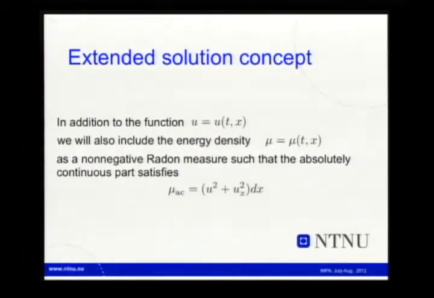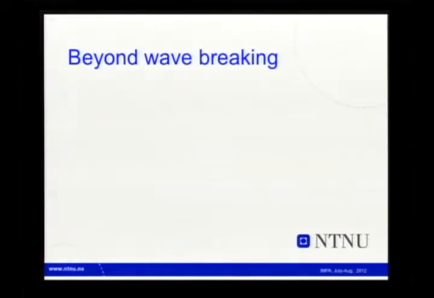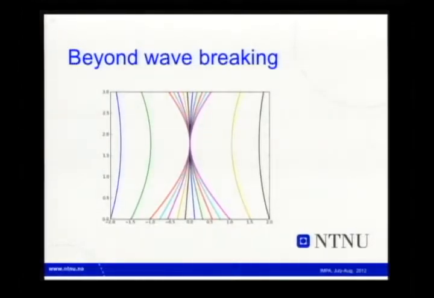To allow for this delta, the way we do it is that we consider the energy as a Radon measure, non-negative, with absolutely continuous part that satisfies this, which allows for a delta in addition. So beyond wave breaking, we had the possibility to continue with 0. We also had the possibility to reflect. And of course, this is a natural way to reflect, to continue out with the peaks passing through and coming out on the other side. We'll return to this issue.